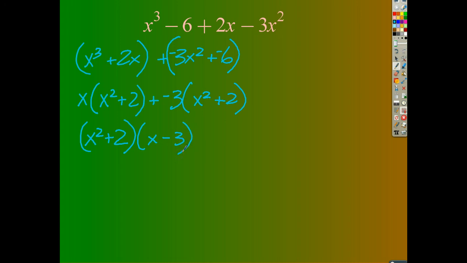All right? And then we look inside of here. Can I factor any of this more? Well, x squared plus 2, I can't factor that anymore. X minus 3, I can't factor that anymore. So I'm going to leave it as it is, okay?